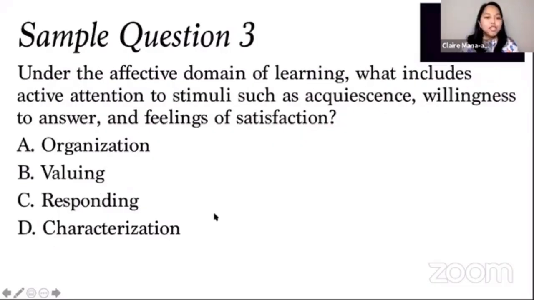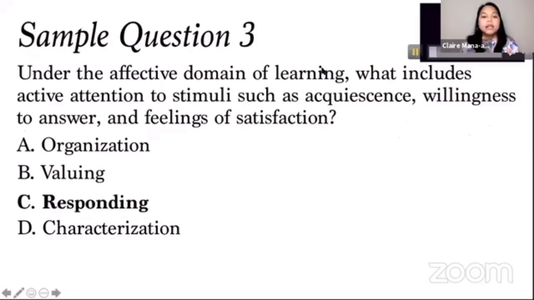Okay, now, sample question number 3. Under the affective domain of learning, what includes active attention to stimuli such as acquiescence, willingness to answer, and feelings of satisfaction? Is it letter A, organization, letter B, valuing, letter C, responding, letter D, characterization? The correct answer would be letter C, responding. That is responding. Responding po would be the correct answer, not valuing. Hindi po valuing. Okay, your hints here would be you are willing to answer, you have feelings of satisfaction. Letter C would be the correct choice.